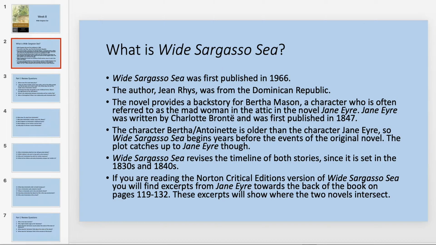Now, when we talk about Jane Eyre, when we talk about that novel, for a long time, Bertha Mason has been referred to as the mad woman in the attic in that story. And Jane Eyre was actually written originally by Charlotte Bronte and published in 1847.